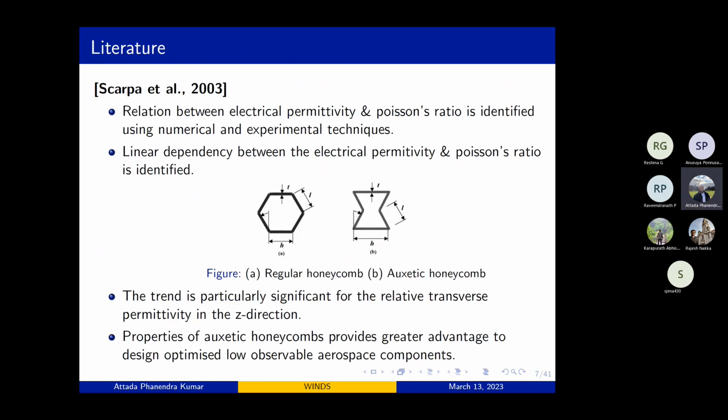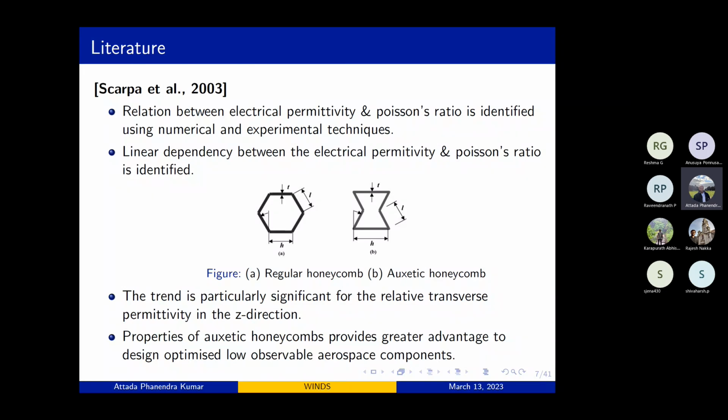I'll be citing two or three research works on these auxetic materials where they have talked about absorption capability. This was the first research paper which caught my eye and dragged me towards working on auxetics for absorption capabilities. In this paper, they have presented their experimental and numerical work where they identified a linear relationship between electrical permittivity and the Poisson's ratio of the material. Basically, auxetics have a negative Poisson's ratio. Because of this negative Poisson's ratio, they have better buckling strength compared to conventional materials. So that was the basic idea behind going for auxetics.